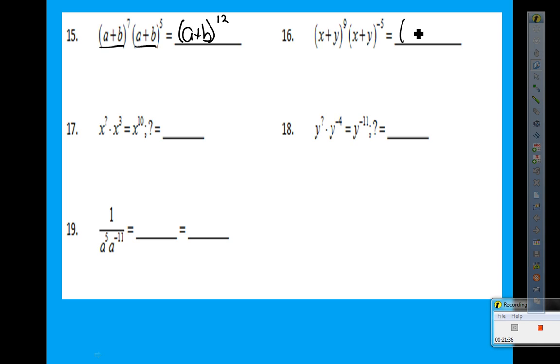Here's my next one. X plus y, the bases are the same. Add your exponents and get a 4. All done.